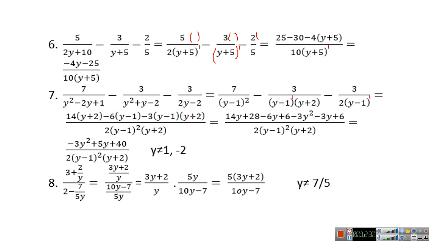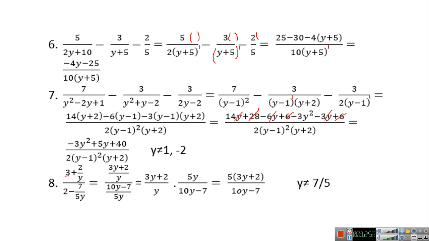Sorry, minus 1 times 2 is minus 2 times minus 3 is plus 6. So you're going to get minus 3y squared minus 6y plus 14y is 8y. 8y minus 3y is 5y. 28 plus 12 is 40. Condition: y cannot be 1 nor minus 2.